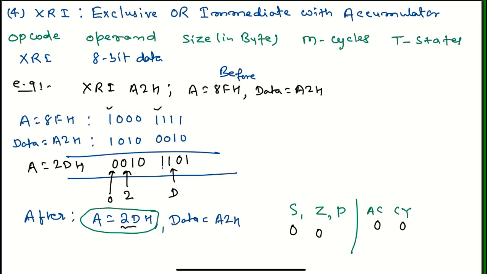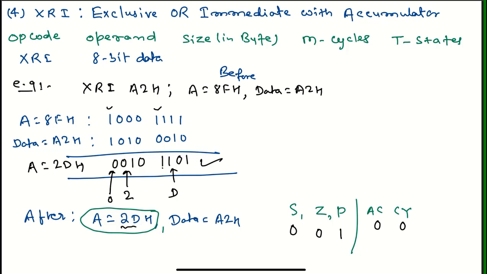And for the parity flag, what will be happening? We have to count the number of ones in this result. If you count the number of ones, it is 4. So 4 is an even number, so it is performing even parity. Due to that reason, this parity bit will be 1 here. So we got it here.